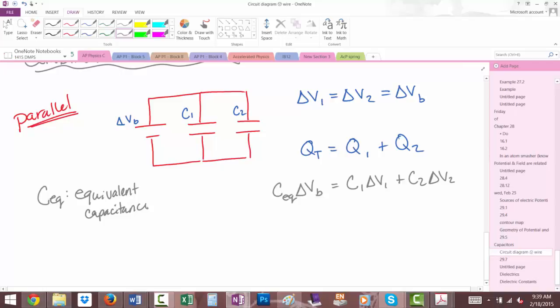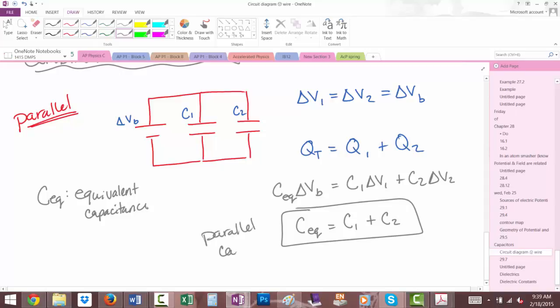So you can say that the equivalent capacitance is equal to the capacitance of 1 plus the capacitance of 2. Is that okay? This is a big deal. You may want to write down parallel capacitors.